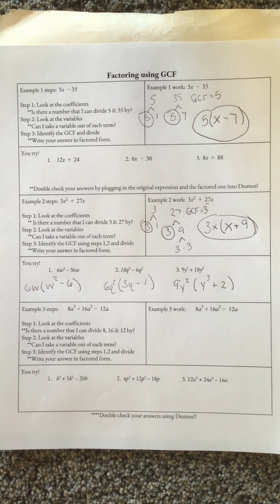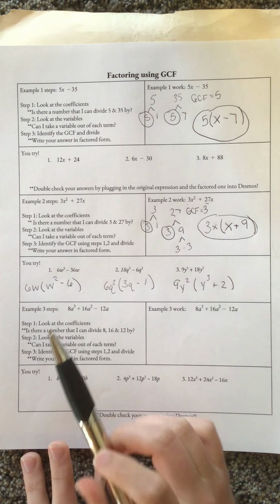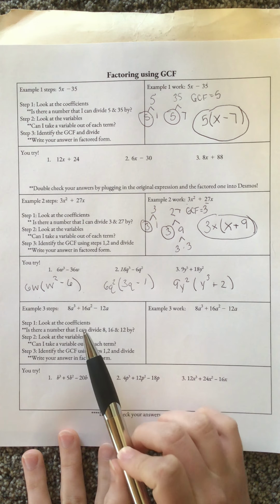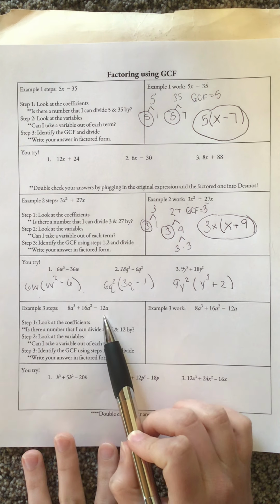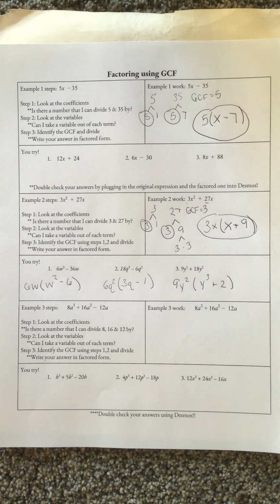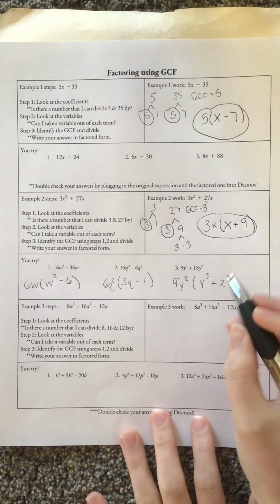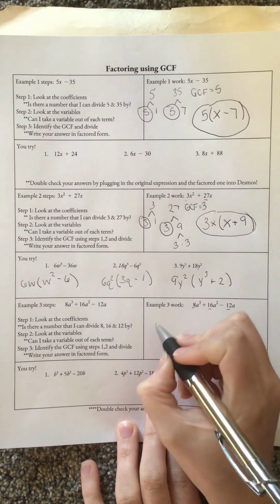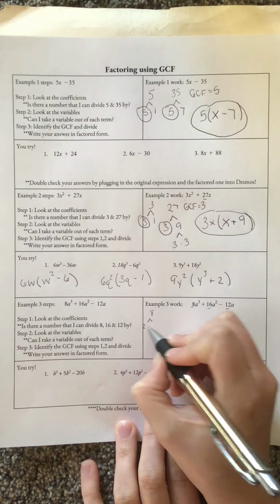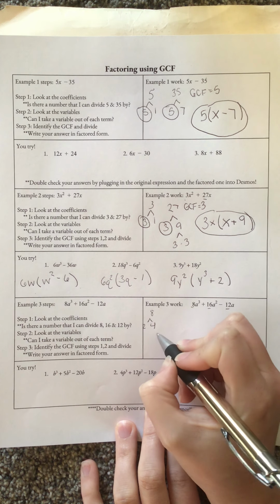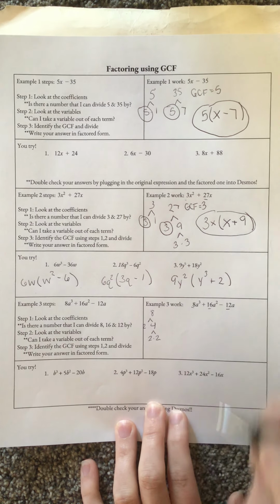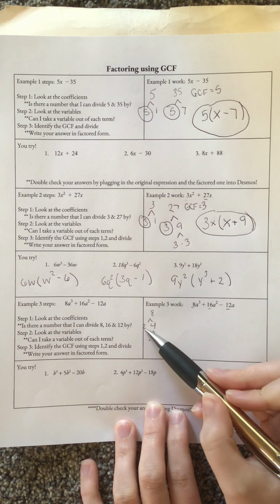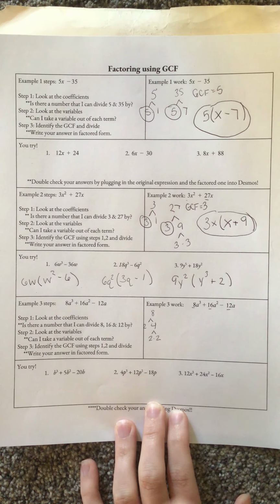All right, example number 3 for factoring using GCF. We have 8a cubed plus 16a squared minus 12a. So again, our first step, look at the coefficients. We have an 8, 16, and 12. So we want to break those up. So we have 8. 8 can be 2 times 4, and 4 is 2 times 2. So we know the factors of 8 are 2 times 2 times 2.